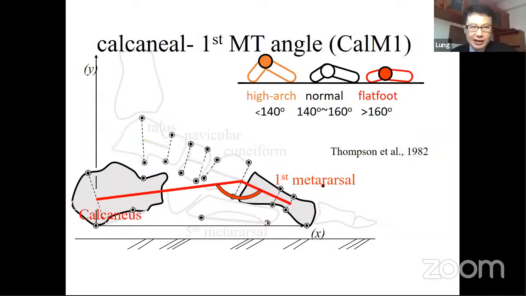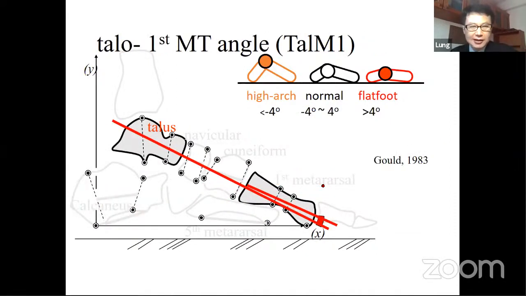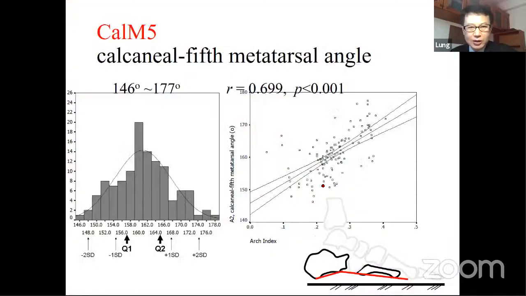For example, this is the calcaneus and first metatarsal angle. This is the talar and first metatarsal angle. Then we can make a correlation between the scanner and the X-ray. So this is the calcaneus and first metatarsal angle from the scanner.